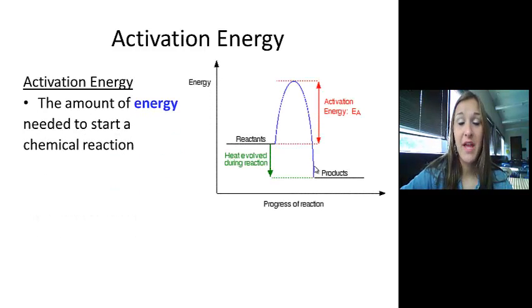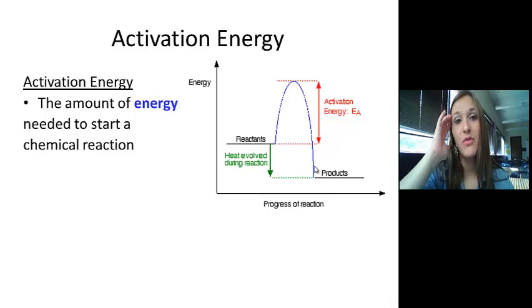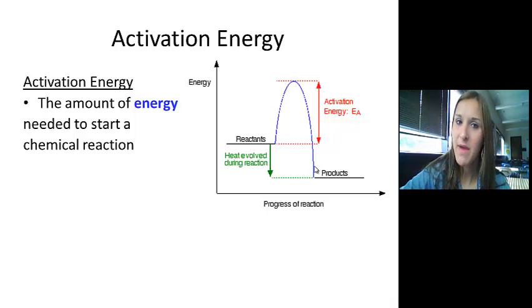Now, every chemical reaction takes some amount of energy in order to get started. We call this activation energy. Think about if you have to activate a credit card or activate your phone. You have to start it up, make sure it's working. Reactions are the same way. We need some energy put in to start the reaction.